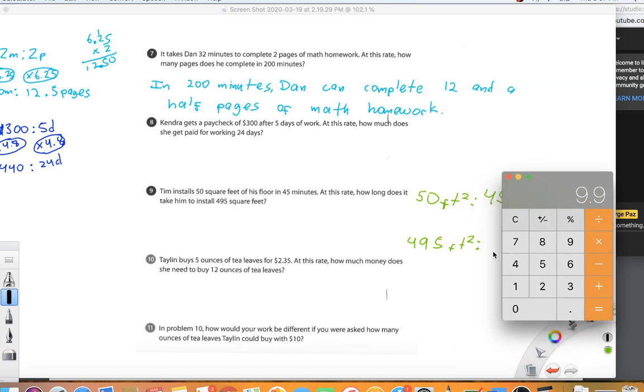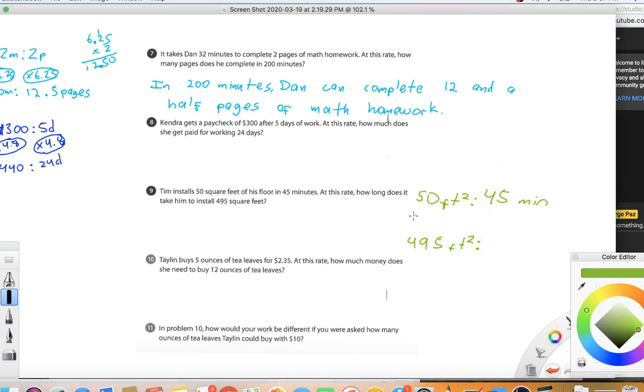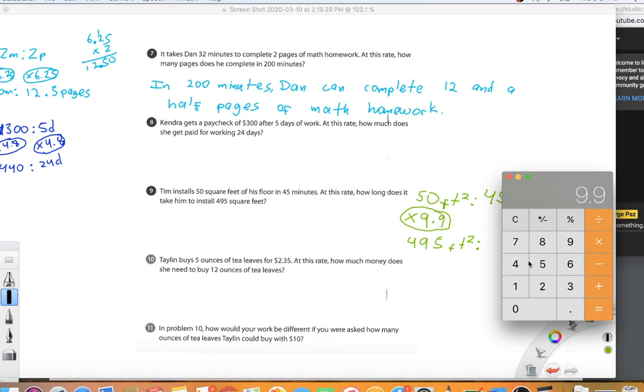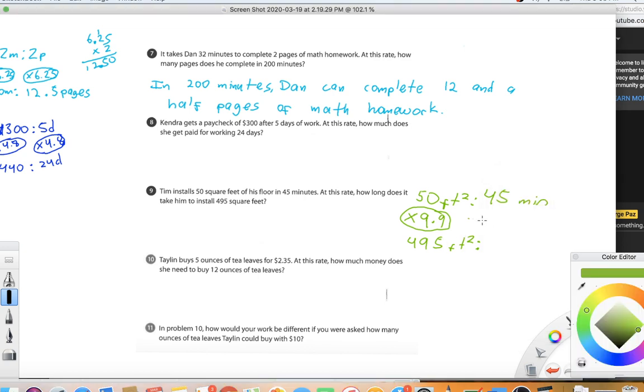When we do that, we get 9.9. That means if I do 50 times 9.9, I should get 495. So let's do 50 times 9.9, and we get 495. So whatever we do to one side, we do to the other side.